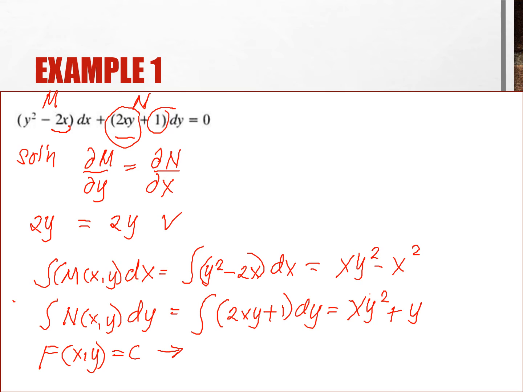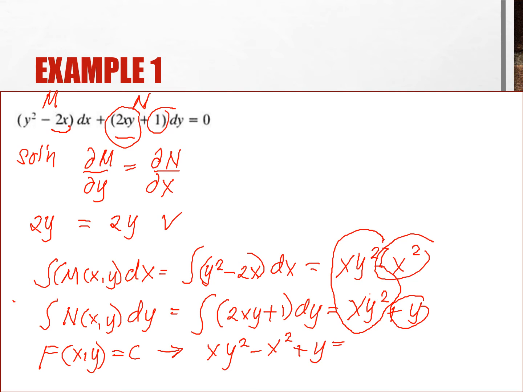So you just copy with the same variables or the same form. The first thing is that you have to copy the x y squared, and the rest you fill in down here. So we have x squared plus y equals c. So that is your equation for example 1.